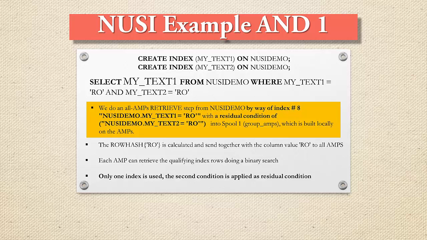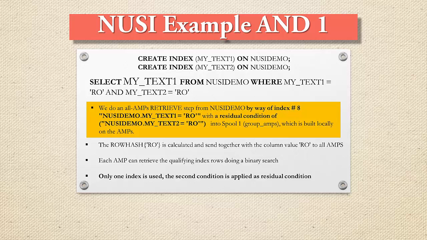The row hash over RO is calculated, sent together with the column value of RO to all amps. Each amp can retrieve the qualifying index row via a binary search, but the second index over myText2, although we have just created it, is not used. The second condition is considered a residual condition that we will apply on the base table once we have retrieved the relevant row IDs from our first NUSI.